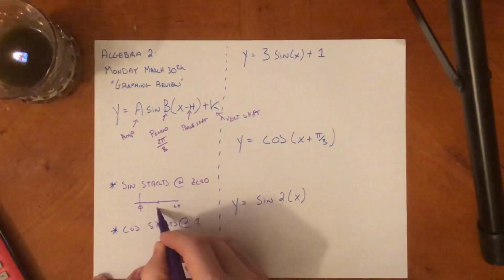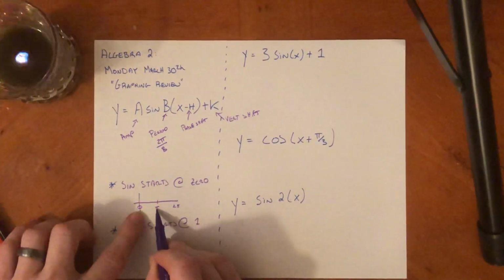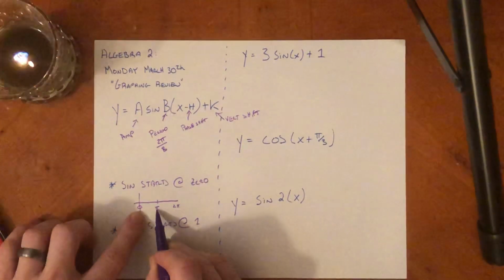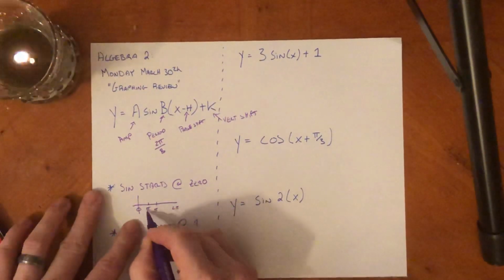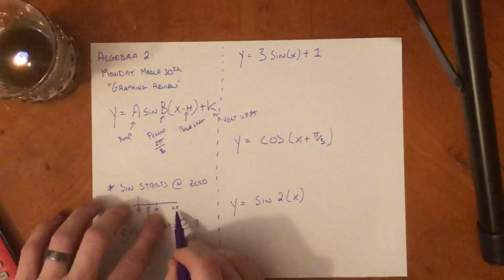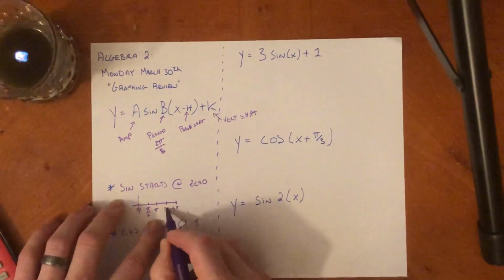Cut it in half, we get pi. Now, you could cut it in half, or you could take these two, add them together, and divide by 2. So 0 plus pi is pi, divided by 2 is pi over 2. And then same thing here. Pi plus 2 pi is 3 pi, divided by 2 is 3 pi over 2.